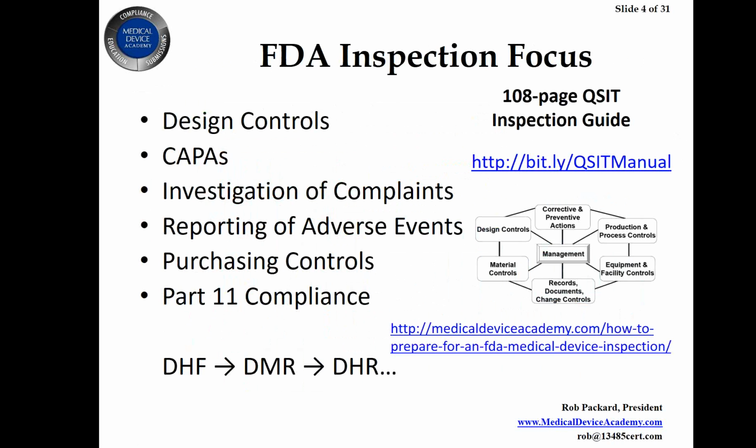Okay, so this slide just explains what I just said about the FDA inspection focus. They look at design controls. It's one of the 4 areas. The image on the right shows 7 different subsystems. So you have these 4 at the top, and then you have 3 minor systems at the bottom.